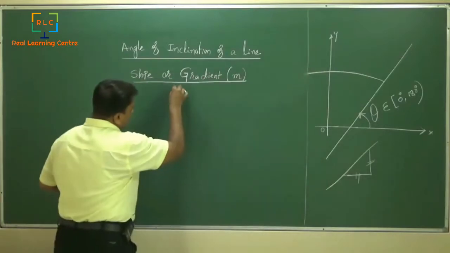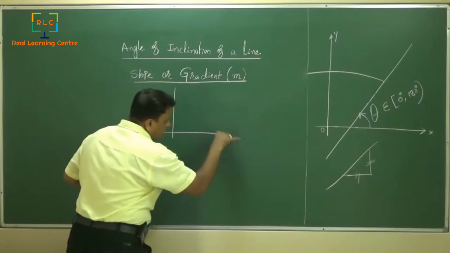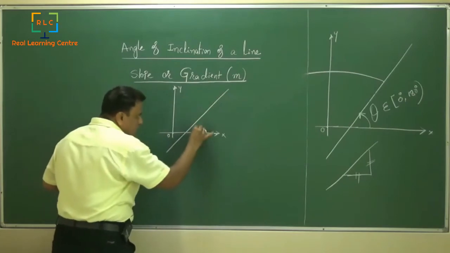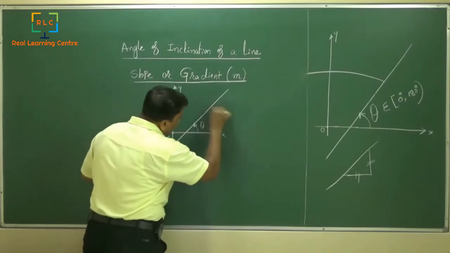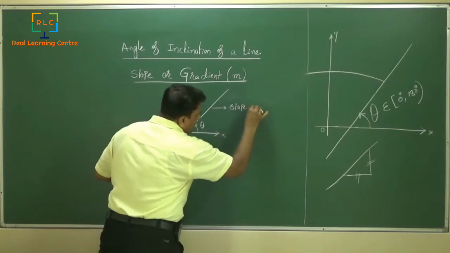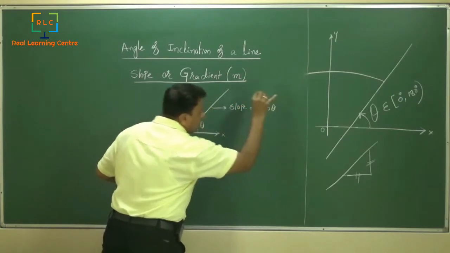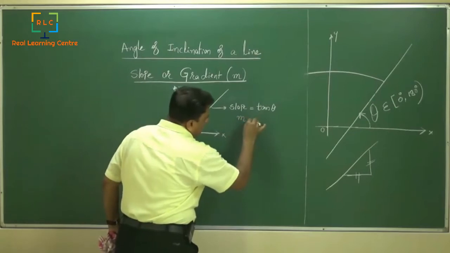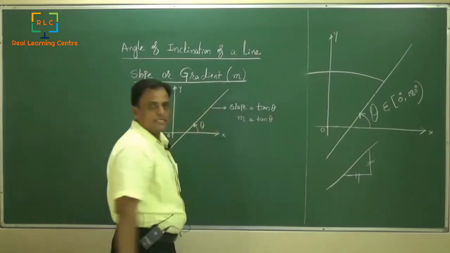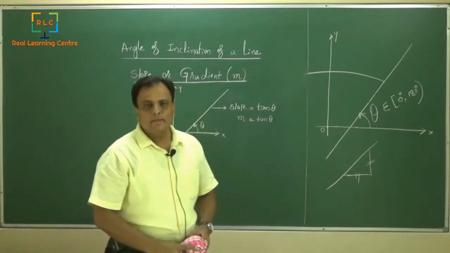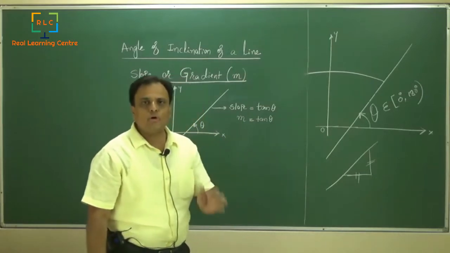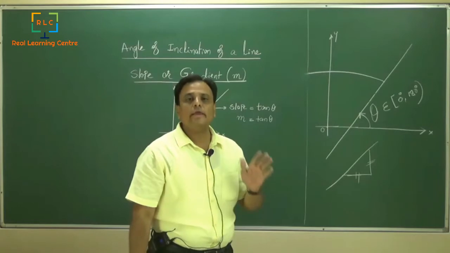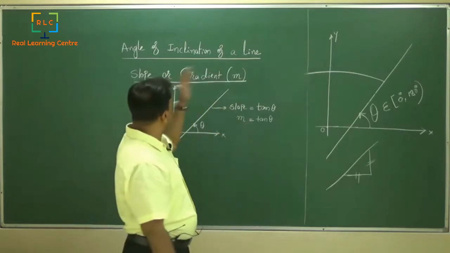So here once again, this x-axis and y-axis with the origin, a line whose inclination is theta. Then the slope of this line can be calculated by using tan of the inclination of the line. Usually slope is denoted by m, and slope has no units, purely it is a real number. So finally we came to know that slope depends on the inclination of the line. This is the definition of slope.